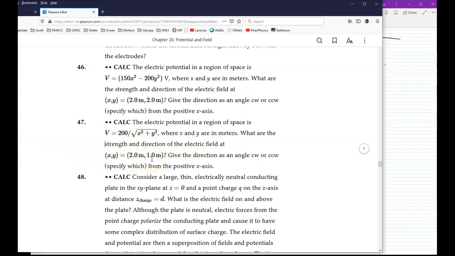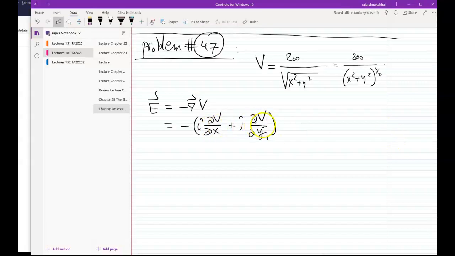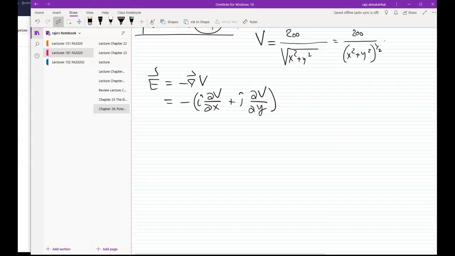There is no z. Now, if there was x, y, and z, the gradient here would be three-dimensional, i, j, k. But here we only have i and j. Got it? Okay. And all I need to do now is to get partial v, partial x, and partial v, partial y separately, and then just combine them together. You're done. So let's see how we do that.